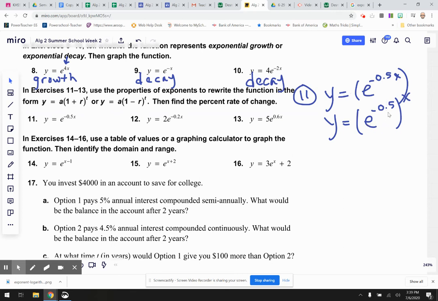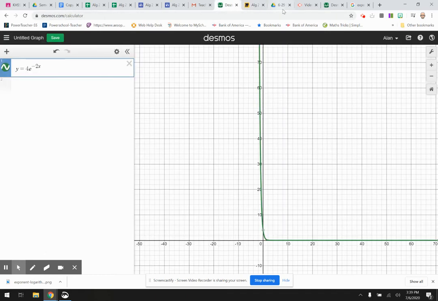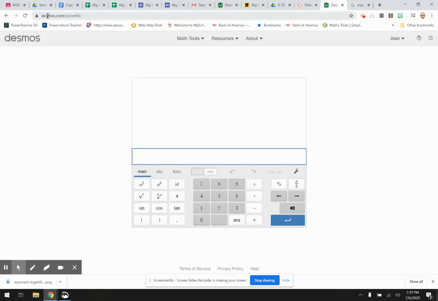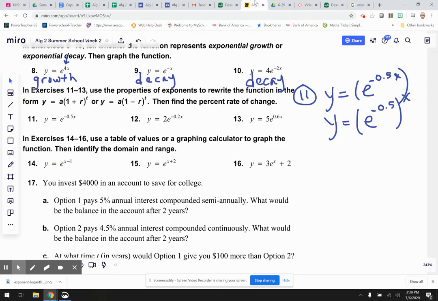This I can put into Desmos because e is actually a natural number. So we could go into here, the Desmos scientific calculator, and e, and we can do an up caret, and then it's a negative 0.5, and you get your decimal right here. Okay, so your decimal is 0.6065. Okay, so I'm going to put y equals 0.6065 to the x.